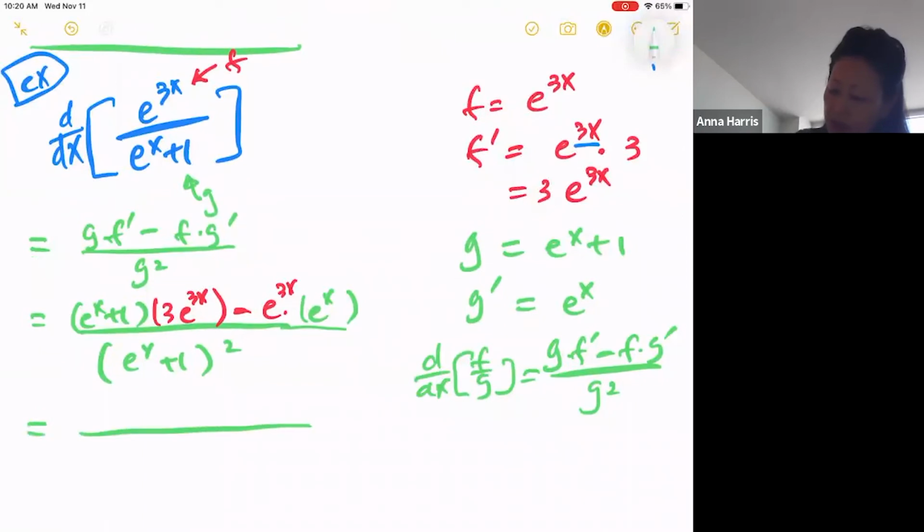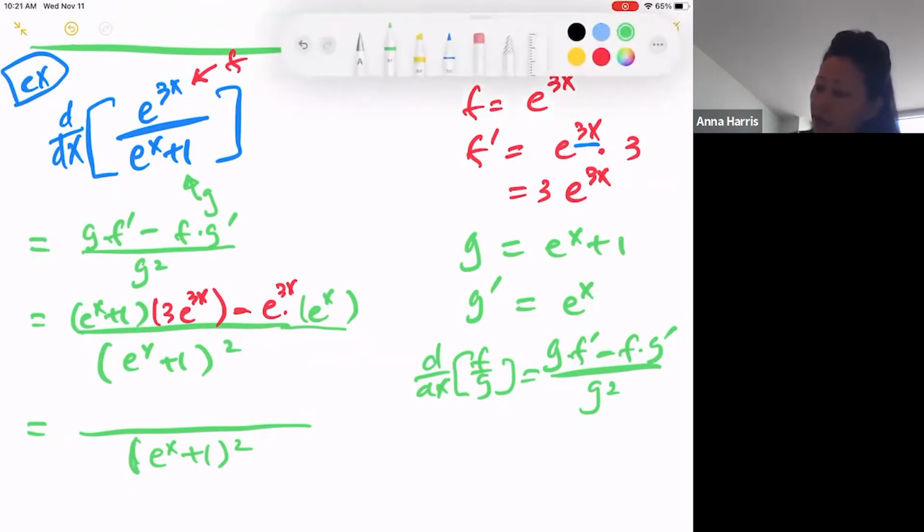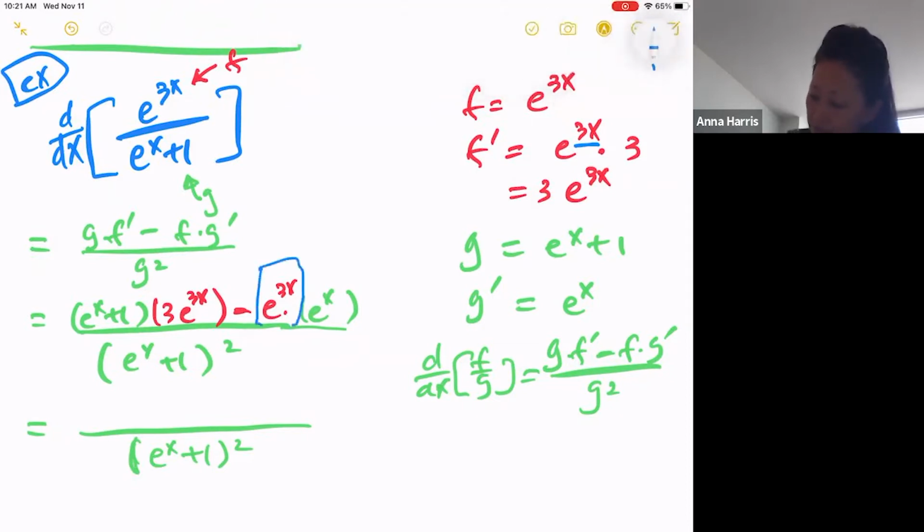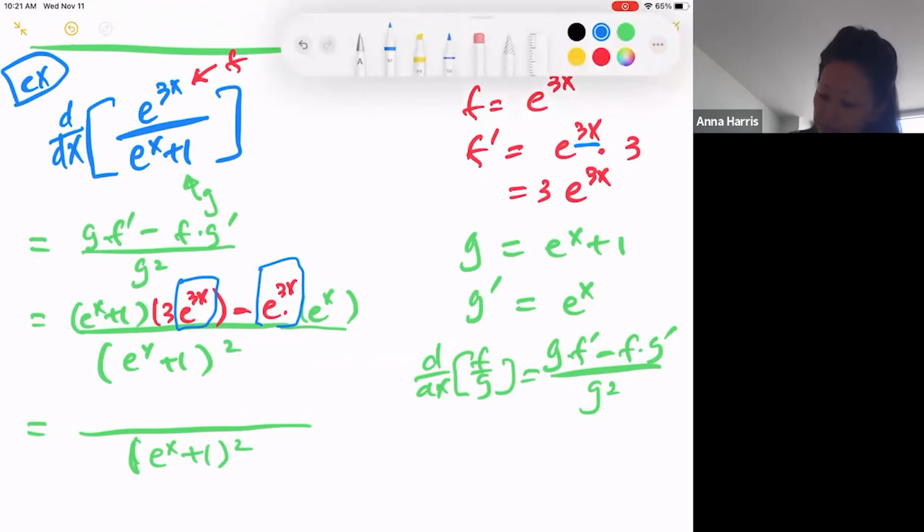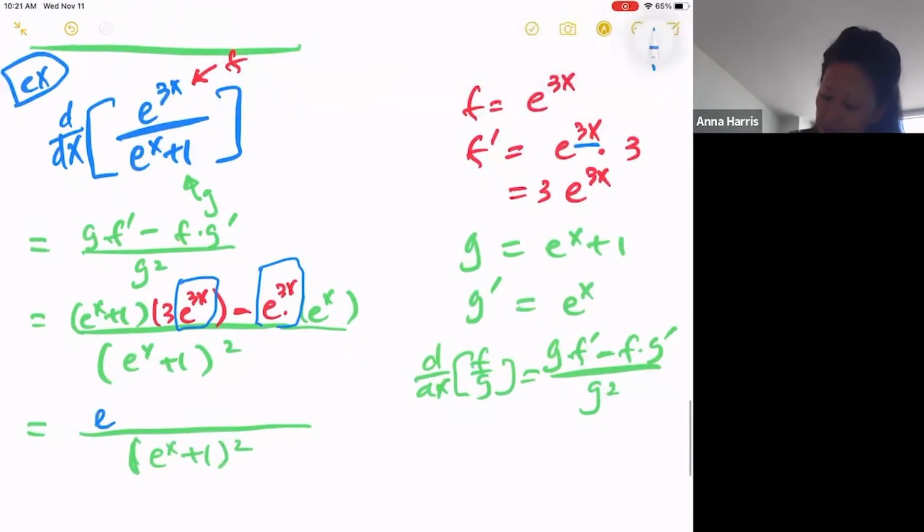So I'm going to just write down my denominator, squared, and the numerator. So I guess I can bring out the common factor. That is a common factor, so I'll bring it out in the front. So what is left? I have 3 times e to the x plus 1 minus e to the x.